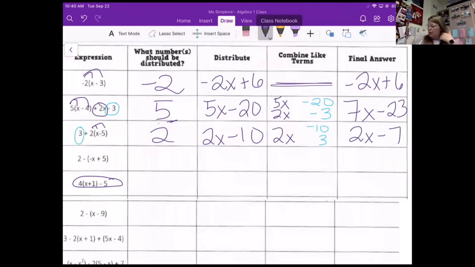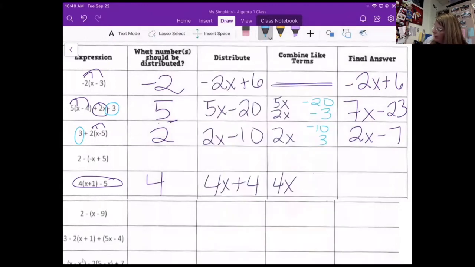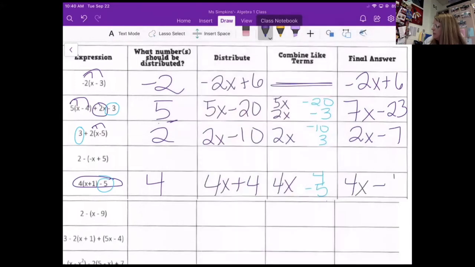You're good. Okay. And then the last one, we're distributing a 4 to get 4x plus 4. Again, we do have like terms. 4x doesn't, but 4 has a like term with this minus 5. So when we combine those, we would get 4x minus 1 as our answer for that one. So any questions on 3 or 5? Okay, why do you think I skipped number 4?